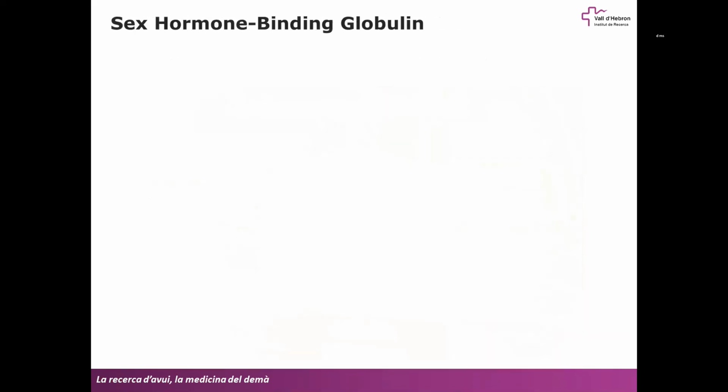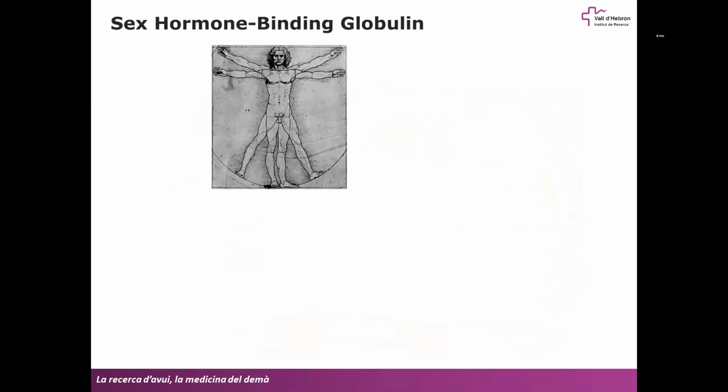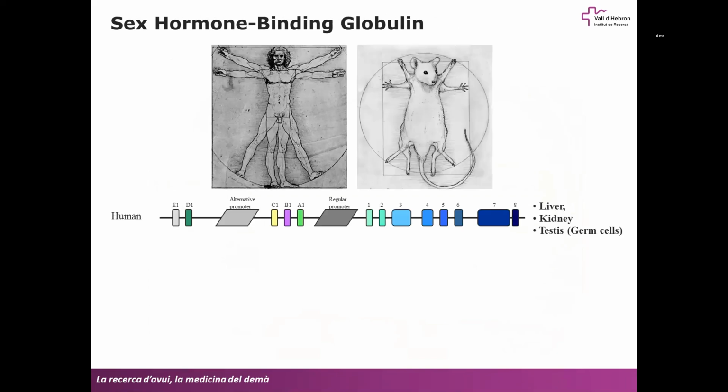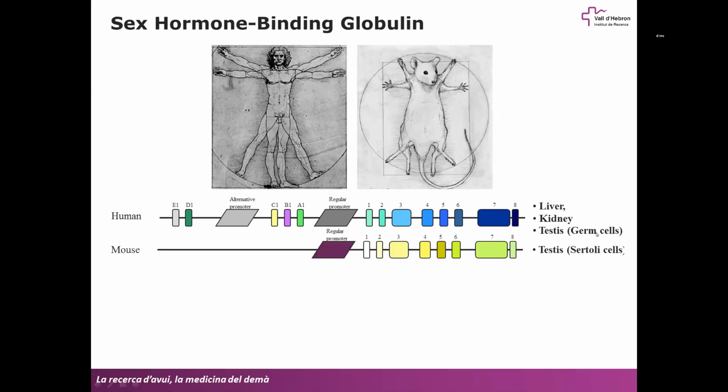But it's also important to know that some genes don't have the same gene structure as in humans. And in fact, the human SHBG gene is one of these genes. This is the structure of the human SHBG gene, which has a regular promoter which drives the expression in the liver to produce the SHBG, but also there is an alternative promoter with alternative exons that drives the expression of the gene in the testes, especially in the germ cells.